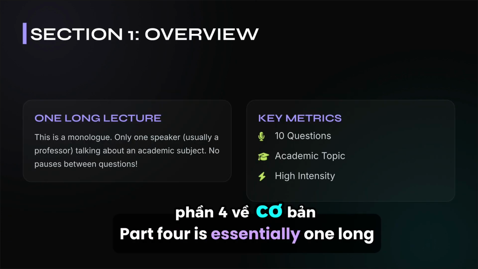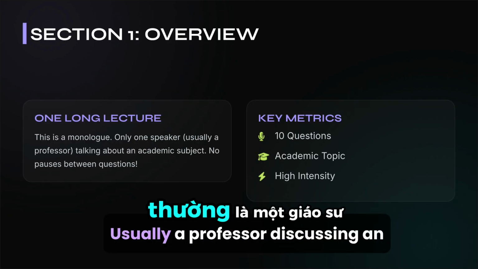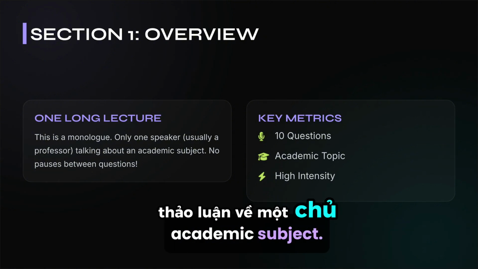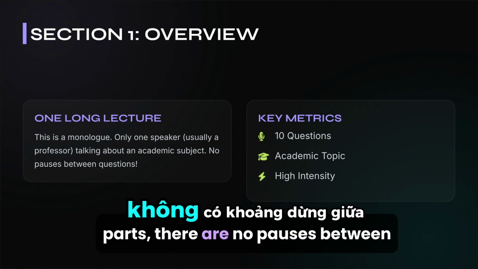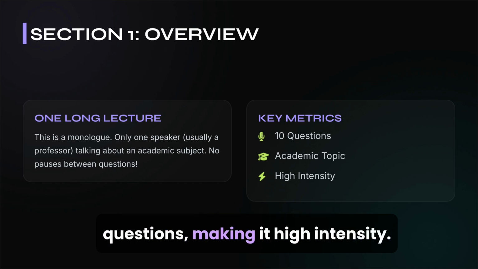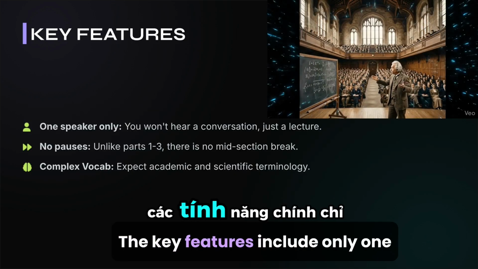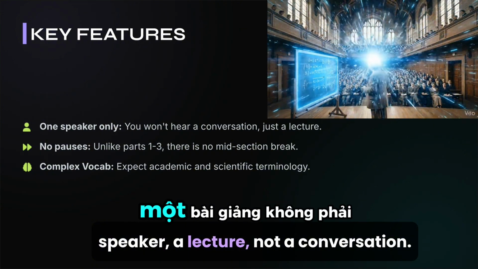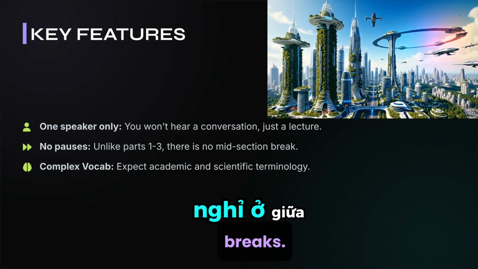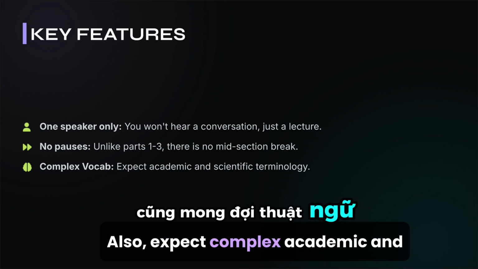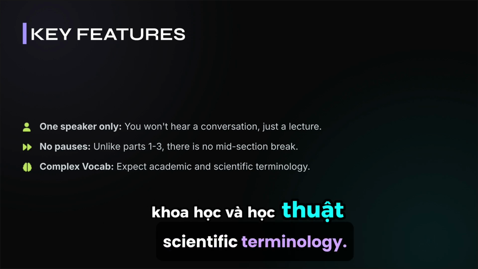Part 4 is essentially one long monologue, usually a professor discussing an academic subject. There are 10 questions, but unlike other parts, there are no pauses between questions, making it high intensity. The key features include only one speaker, a lecture, not a conversation. Crucially, there are no midsection breaks. Also, expect complex academic and scientific terminology.